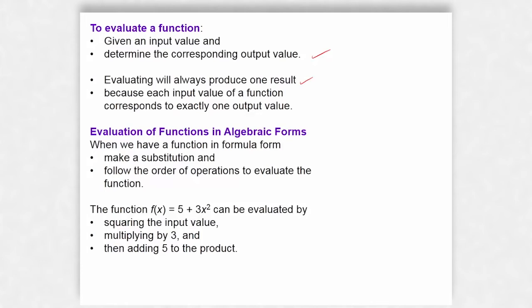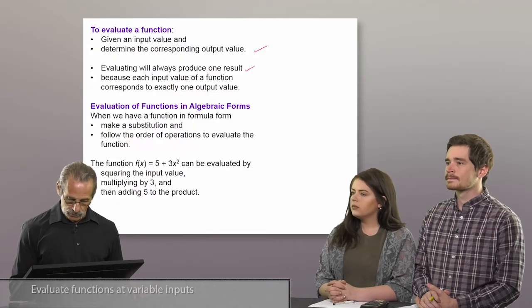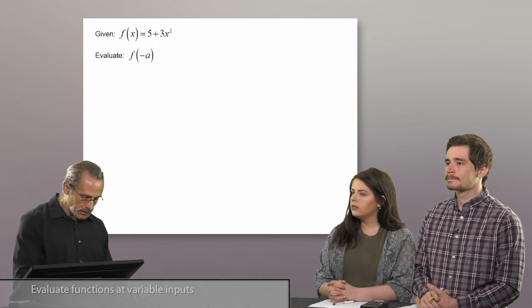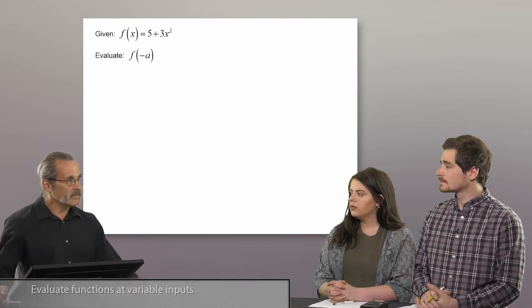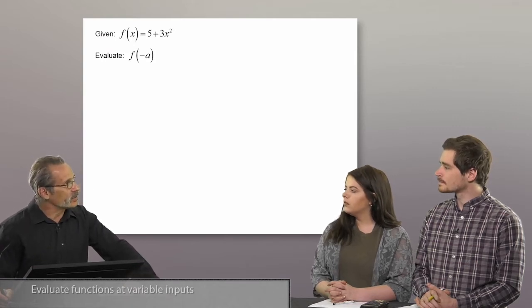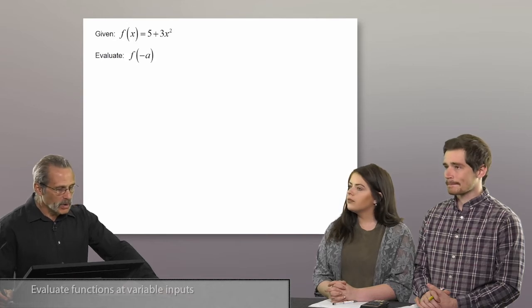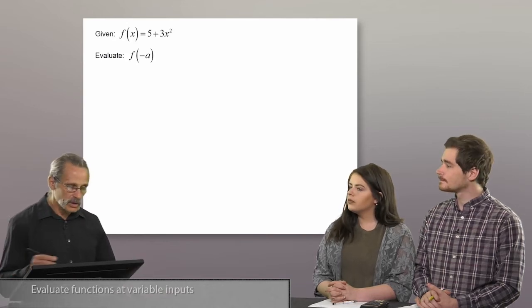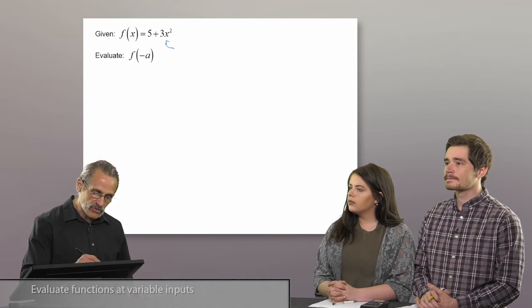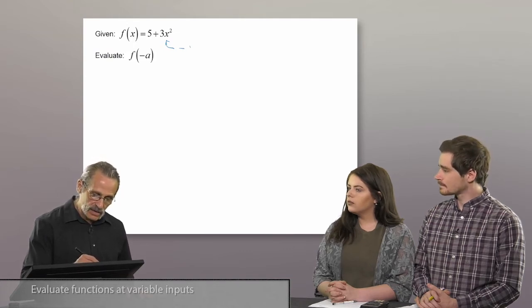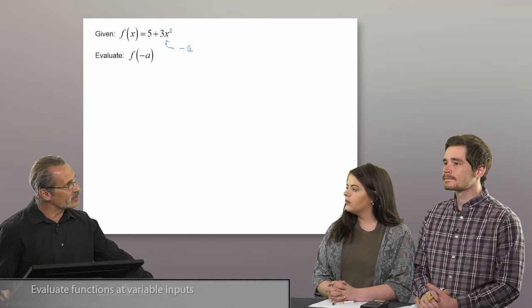So if I gave you f of x is equal to 5 plus 3x squared and I substitute in a value for x, I would go ahead and square. I'd multiply by 3, I'd add 5, I'd follow the order of operations. So let's go ahead and evaluate the function f of x is equal to 5 plus 3x squared. And we want to evaluate it at negative a, which means that you're going to make a substitution right off the bat. You'll substitute negative a for x.